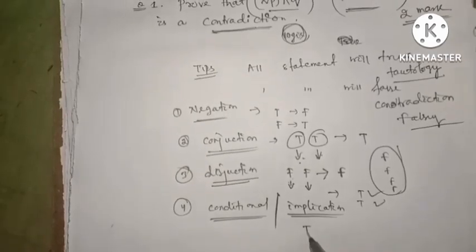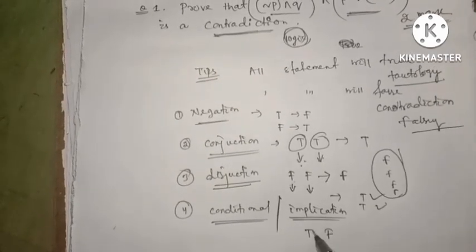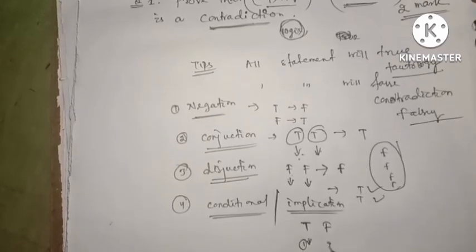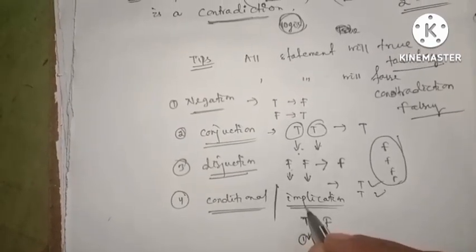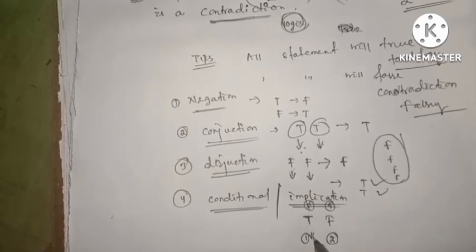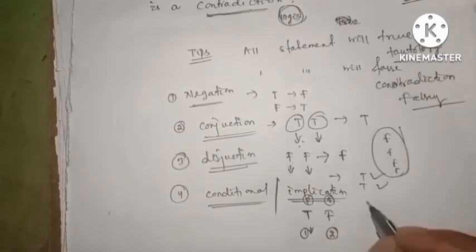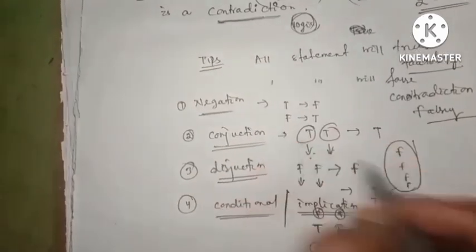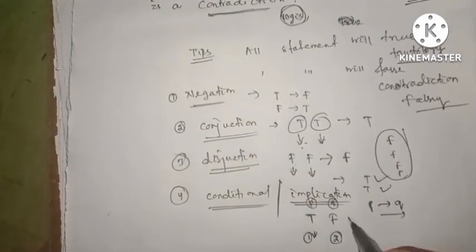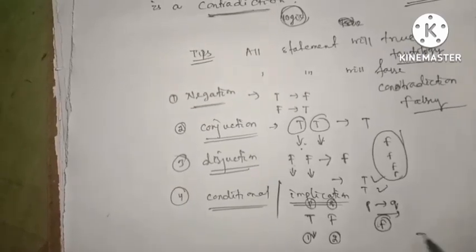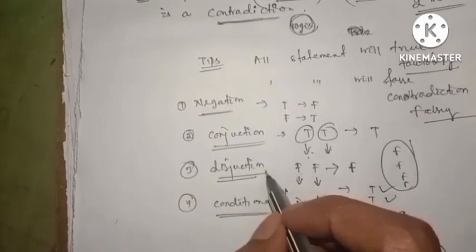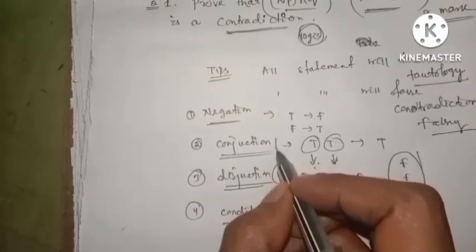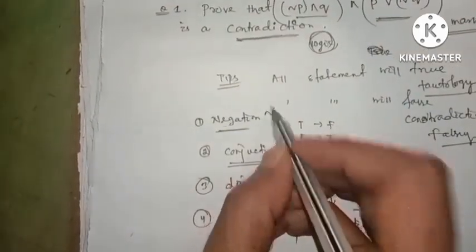When the first statement is true and the second statement is false, suppose this is the P statement and this is the Q statement. If P is true and Q is false, then P implies Q is false. Otherwise it is true. And the disjunction symbol will be this, the conjunction symbol will be this, and the negation symbol will be this.